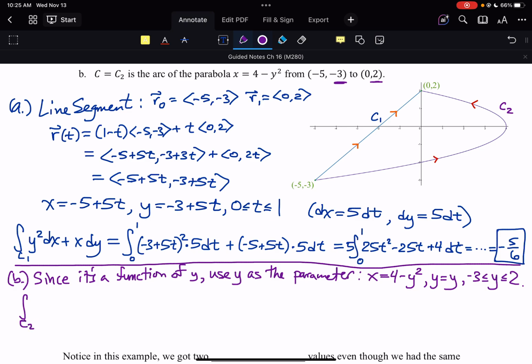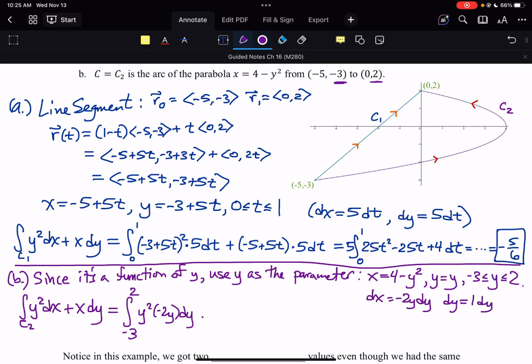So our line integral over c2 of y squared dx plus x dy. We're going to need dx and dy. So dx is going to be -2y dy, and dy is going to be 1 dy, so it's just itself. So we get the integral from -3 to 2 of y squared times -2y dy, plus x, that's 4 minus y squared, dy. I don't think there are any like terms in this. We just get -2y cubed minus y squared plus 4 dy.